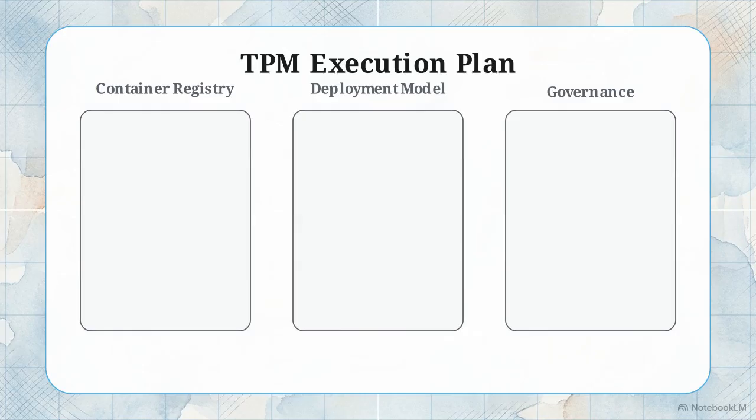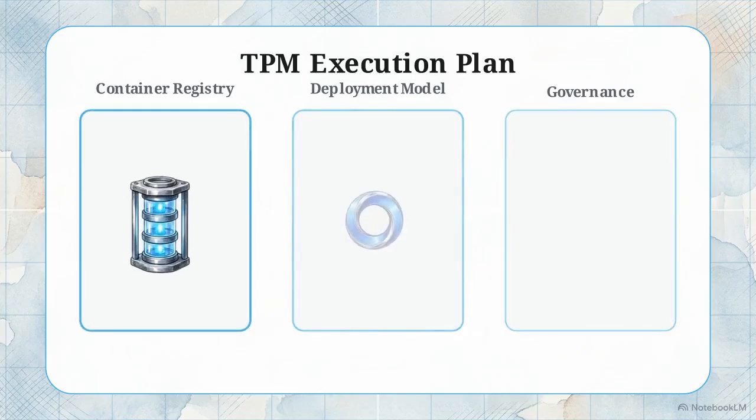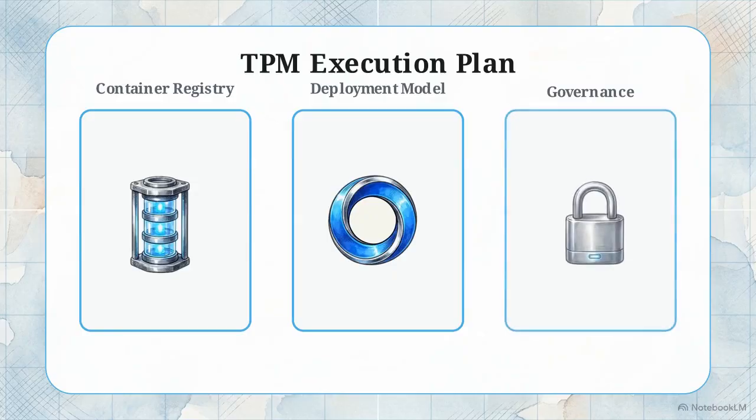To execute this in a production environment, we will build a 3-step technical program manager execution plan. We are going to deploy a Python-based real-time fraud detection system entirely inside Snowflake, focusing on these 3 empty slots: the container registry, the deployment model, and governance.